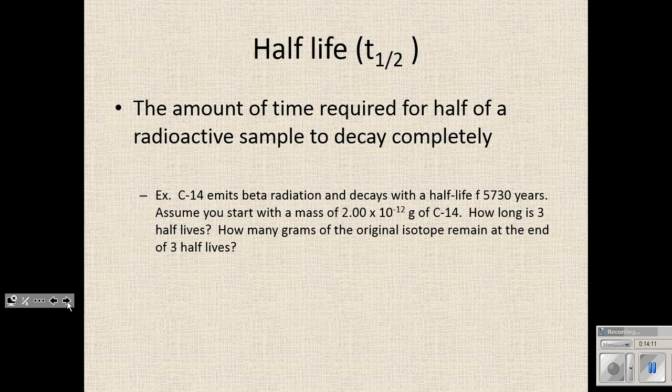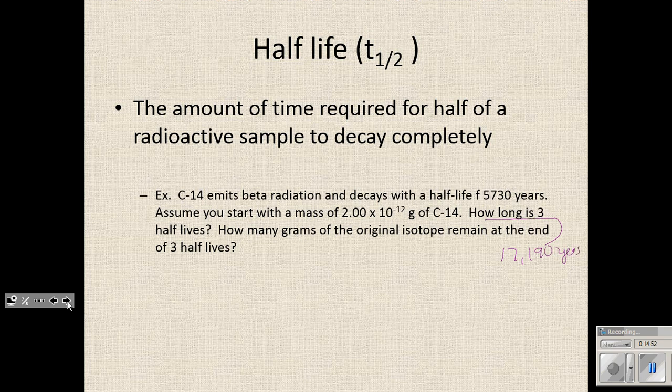So if you start with 10 grams of carbon-14, the time that it takes to decay into carbon-12 is 5,730 years. So if we start with a mass of 2 times 10 to the negative 12, that's a very small amount, grams of this stuff, how many grams of the original isotope remain? So the first thing you need to consider is how long is 3 half-lives. So if you have one half-life of 5,730 years, 3 half-lives is 17,190 years.